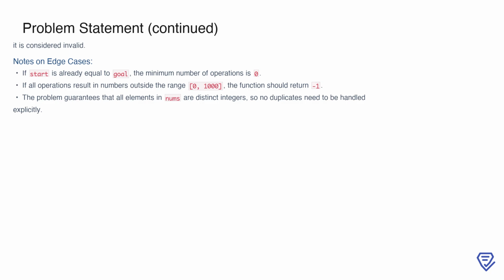The constraints ensure that all numbers in nums are distinct, so there is no need to handle duplicates. Finally, the operators follow standard precedence and behavior, so you can rely on their typical mathematical definitions. These rules and constraints are crucial for correctly solving the problem and handling edge cases effectively.